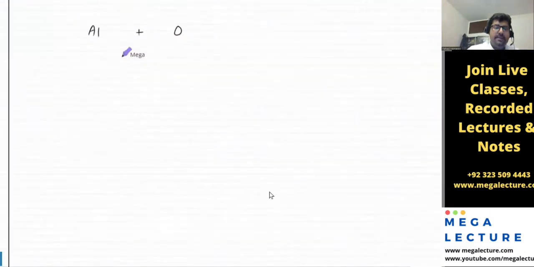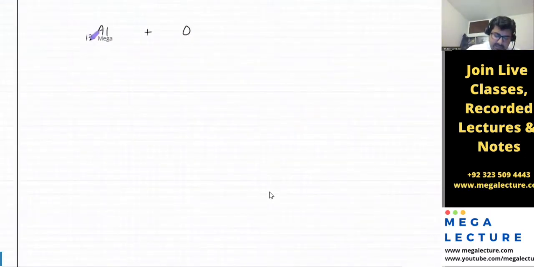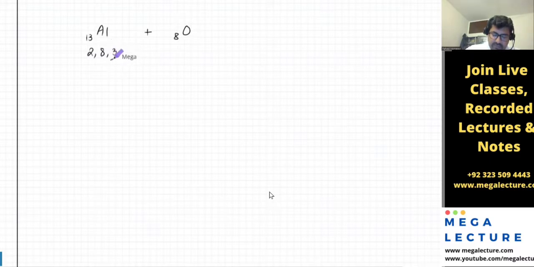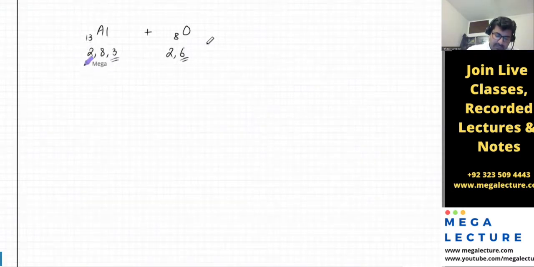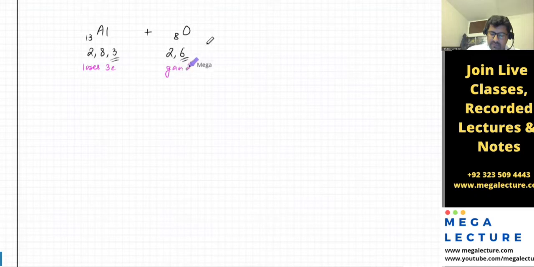Aluminium has 13 electrons and oxygen has 8 electrons. Aluminium is 2, 8, 3, so it's going to lose these 3 electrons. And you've got oxygen on the other side, that's 2 and 6, so that is the one that's going to gain 2 electrons. Metal, non-metal, right? This loses 3 electrons, and that gains exactly 2 electrons.